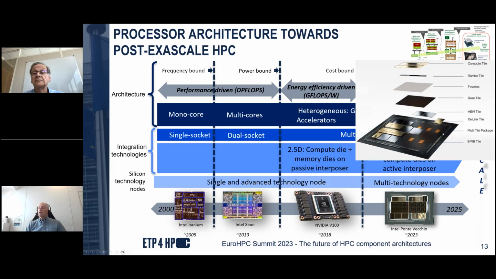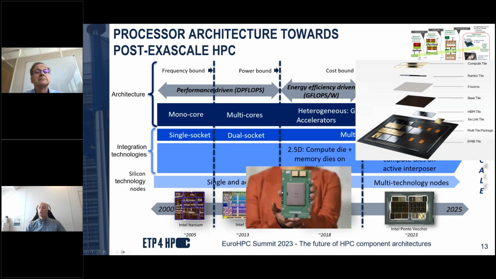So an example of Intel here is a blow up of the Ponte Vecchio, and then obviously AMD is doing multi-chip architectures for both CPU and GPU solutions today, and these are available on the market in production. So this is real for single companies today.